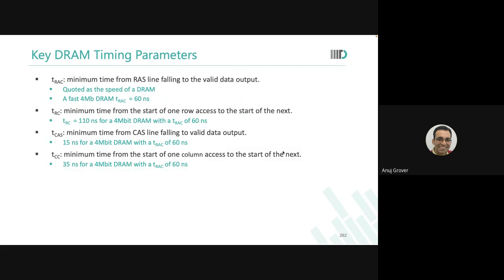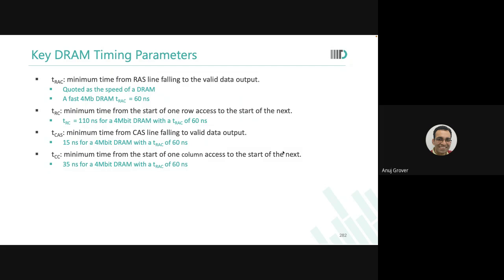Okay. Then TCAS. That is the time it takes from CAS being activated to the output being available. This is kind of the mux delay. And TCAS is actually much shorter because you do not need to go through the RC of the entire array. It's not logical delay. You just need to handle that delay and your output will be there.